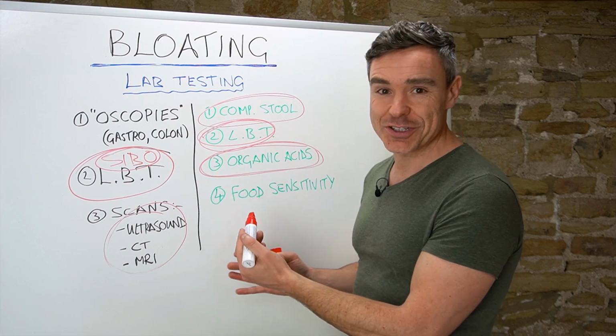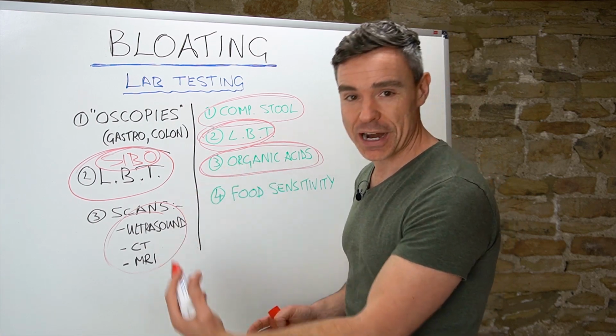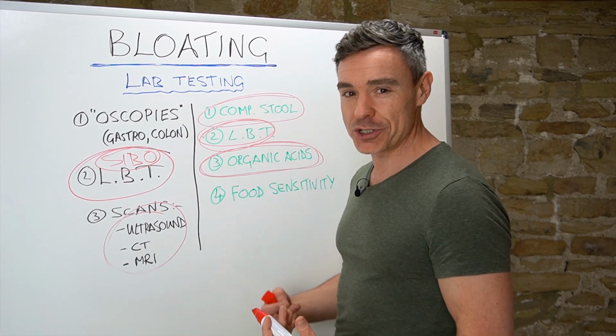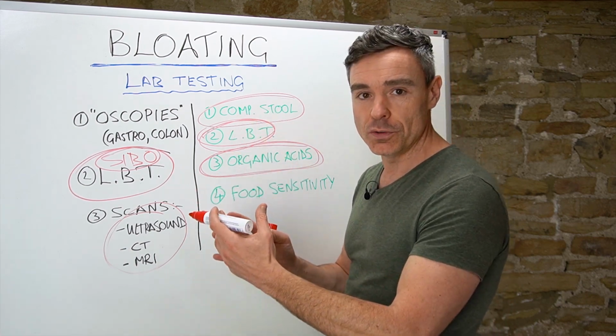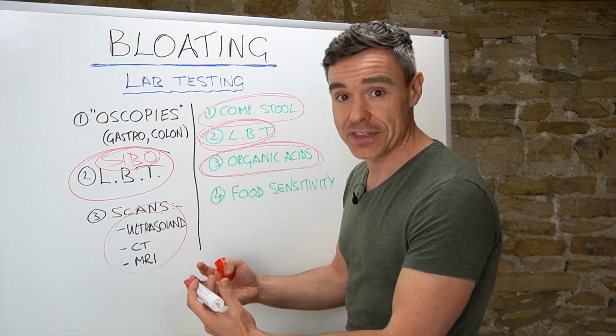But the problem with the organic acids test is it doesn't look for H. pylori, it doesn't look for parasites, it doesn't look at your inflammation levels in the GI tract, your immune function and things like that. So each test has a value, but it's never absolutely everything that you might need to know.